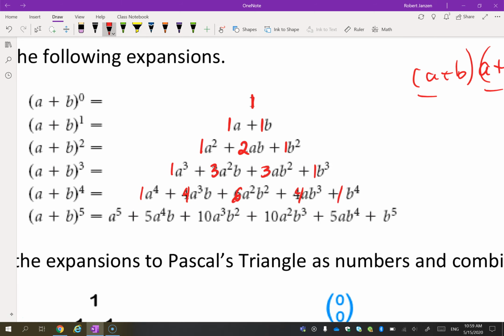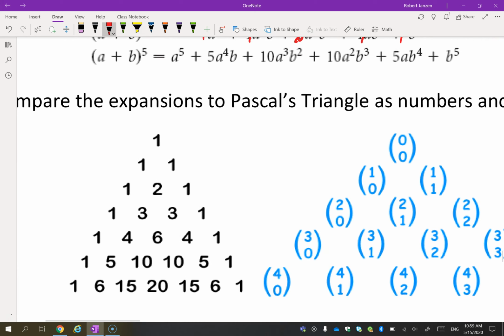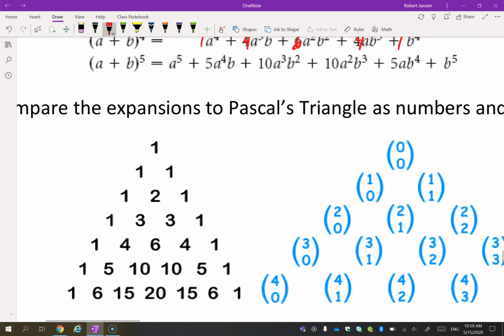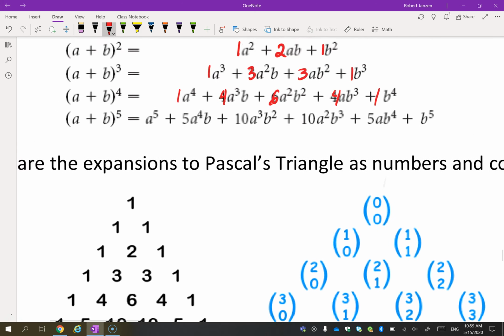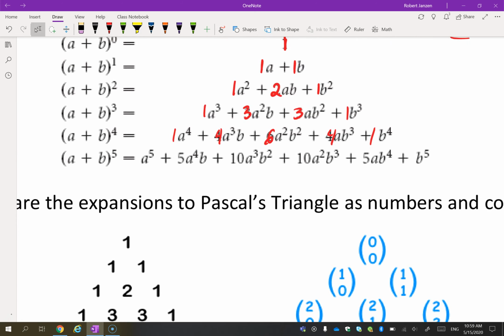Well, it should. It's Pascal's triangle. It's exactly Pascal's triangle. So you could even use Pascal's triangle and you know that the next coefficients would be 1, 6, 15, 20, 15, 6, 1, etc. So that's the first thing we should notice.